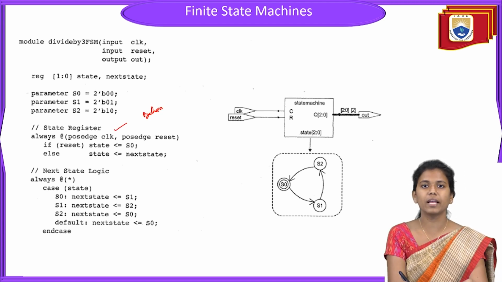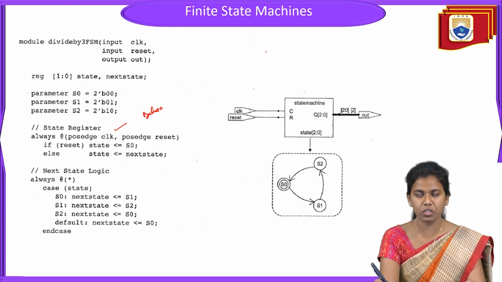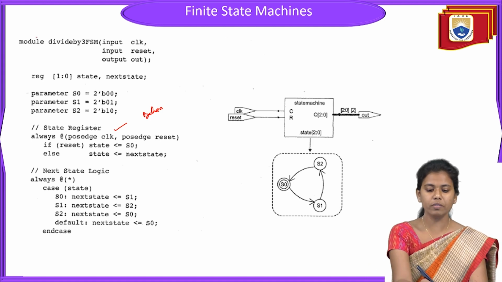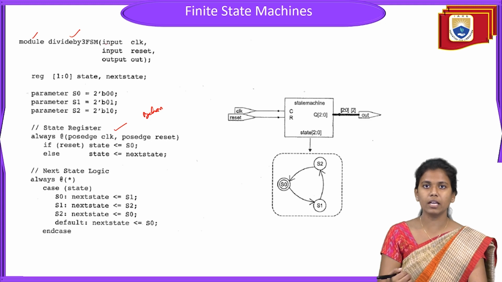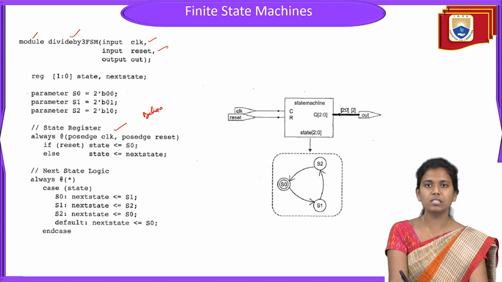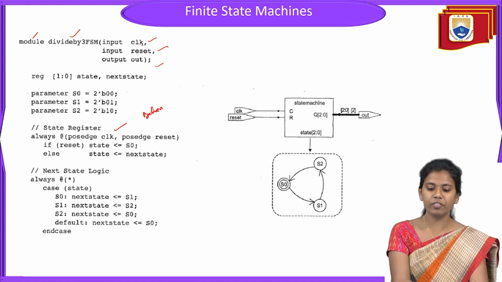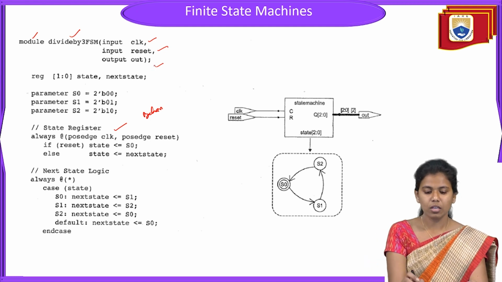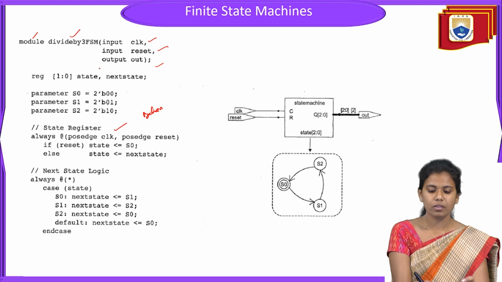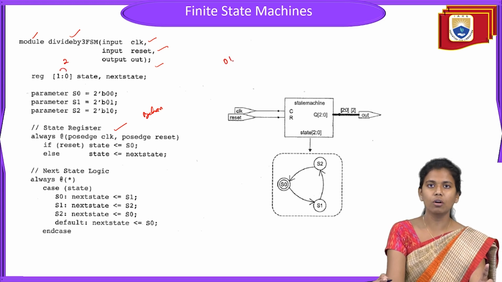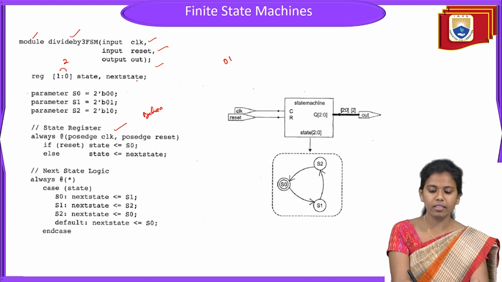This is a simple example pertaining to the finite state machine, and this program is all about behavioral modeling. So here we will see module divide by 3 FSM, the finite state machine divide by 3 counter, as we have seen in the previous slide. Here we have input clock and input reset, as well as the output, so we represent the inputs with clock and reset, and the output with out. So the registers are 1:0. How much data are we considering? Only 2 bits of data.